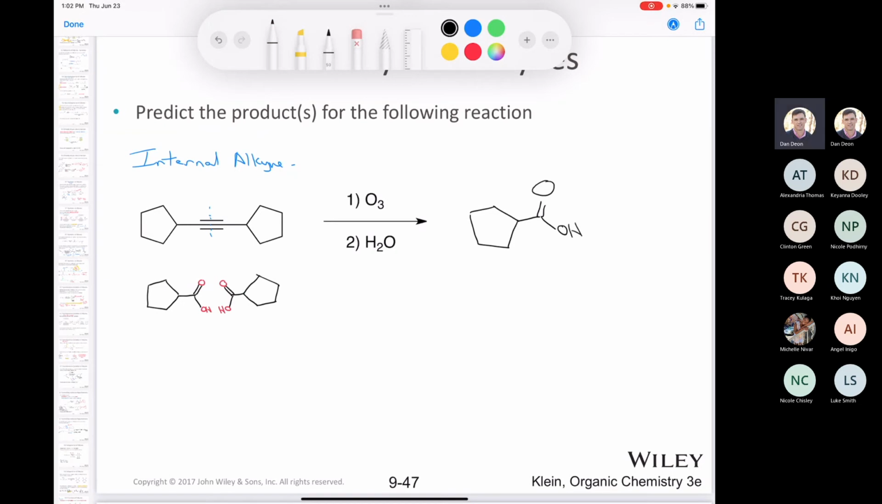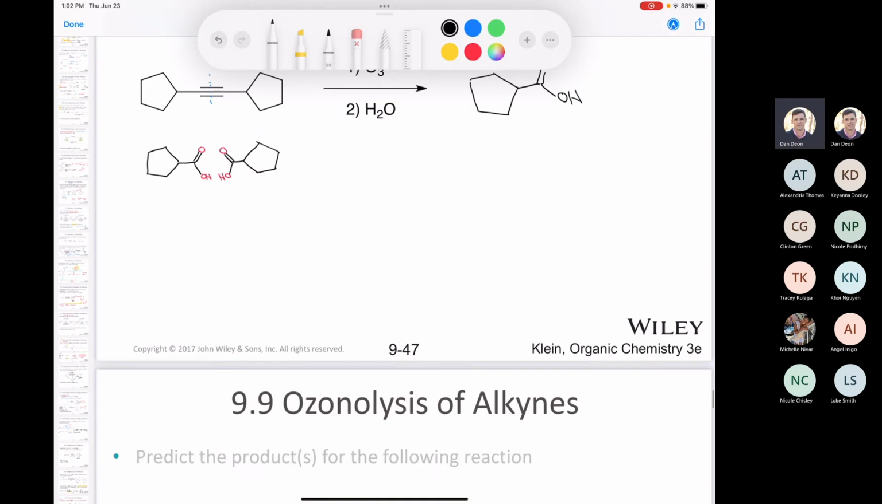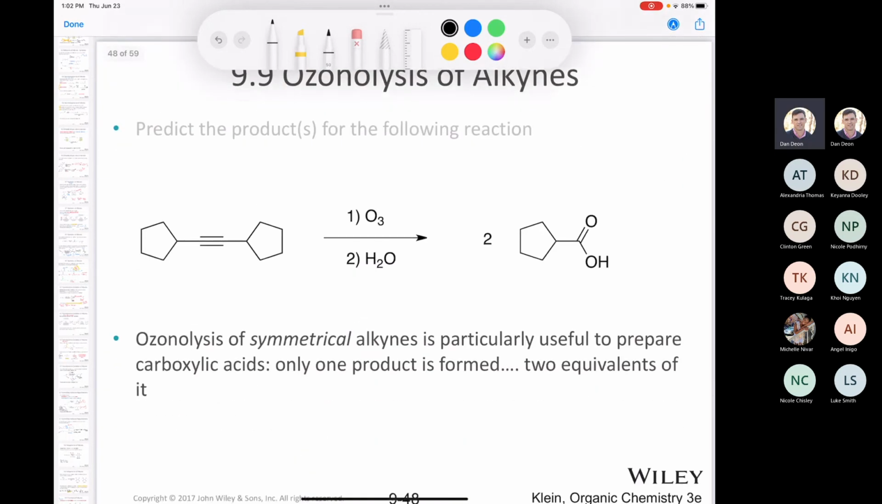Is everybody with me on that one? Give me a thumbs up. The ozonolysis of an alkyne, an internal alkyne. Okay, cool. The answer is on the next slide. I had it on there the whole time.